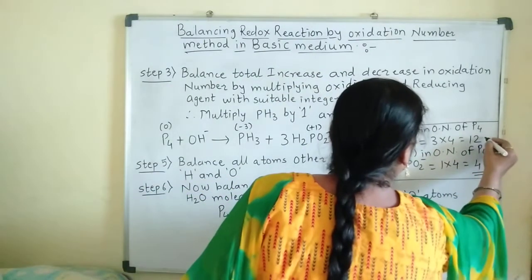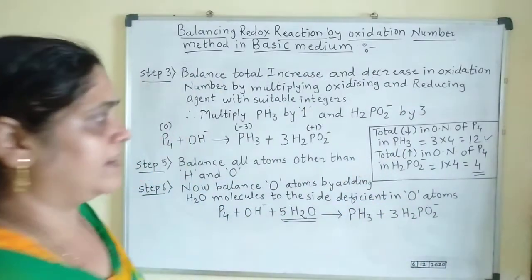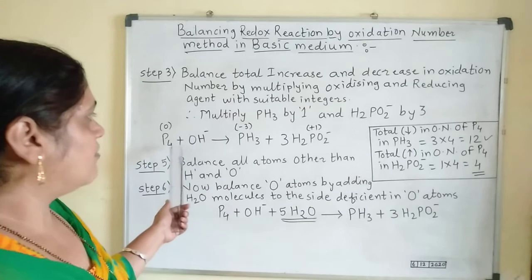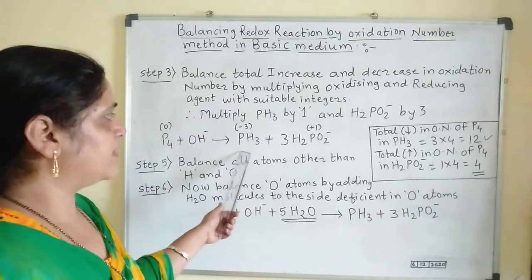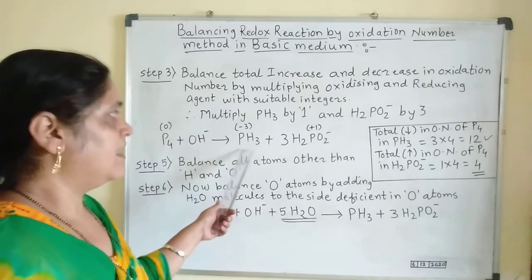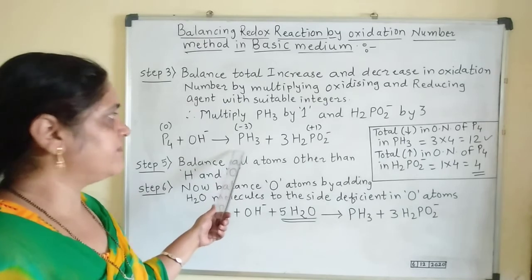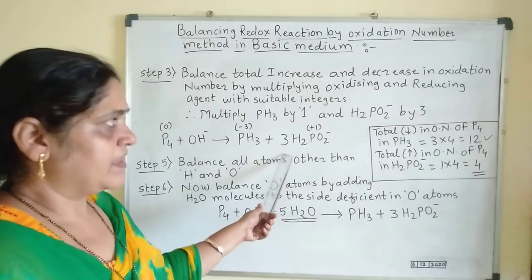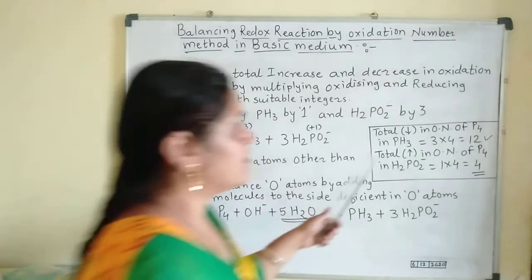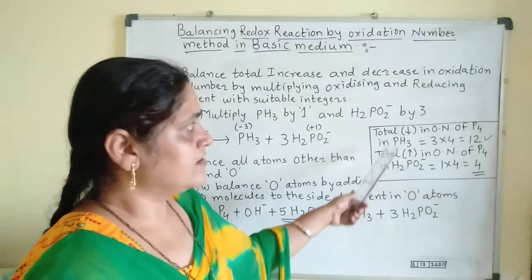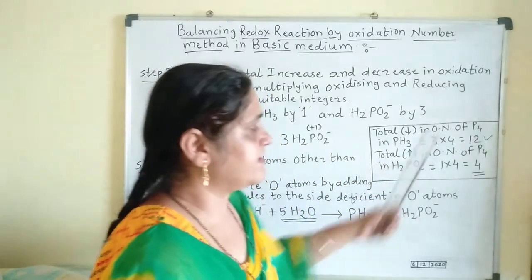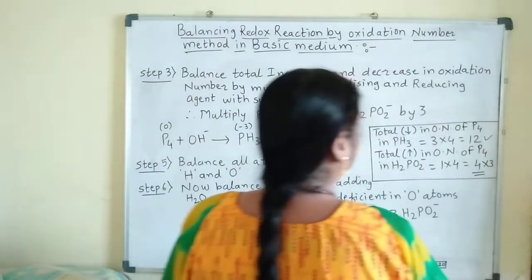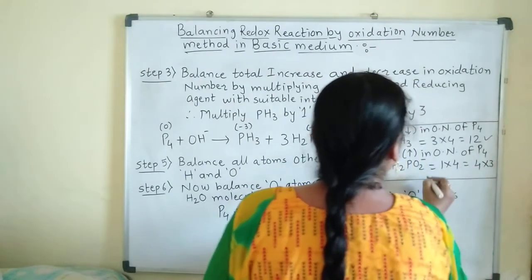Therefore whatever the total decrease is there, 12, will be balanced. You have got that PH3 we have multiplied by 1, that will be no change. No integer is required because 1 we are not writing, and H2PO2 minus is multiplied by 3. In this way we have balanced the total increase and decrease in the oxidation number, because 4 multiplied by 3 is equal to 12.